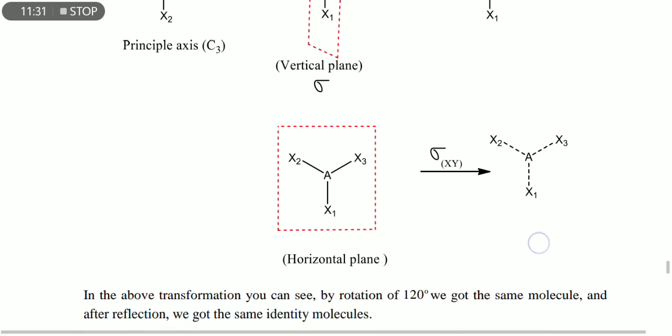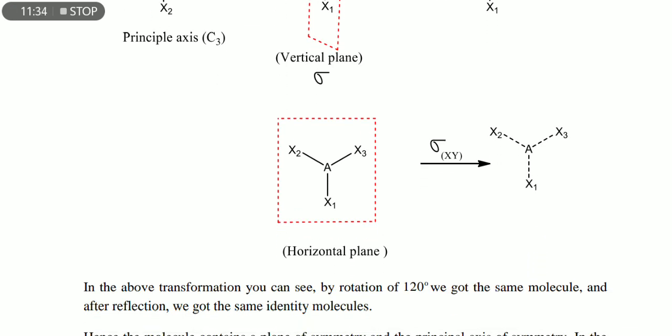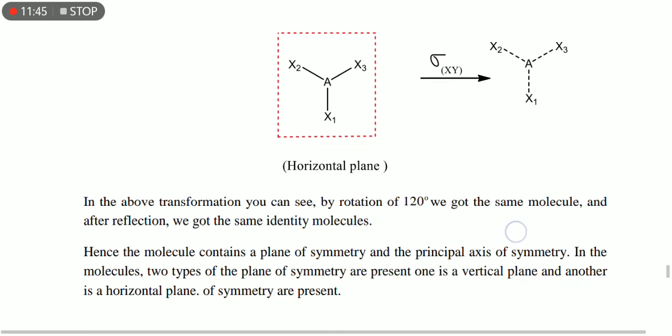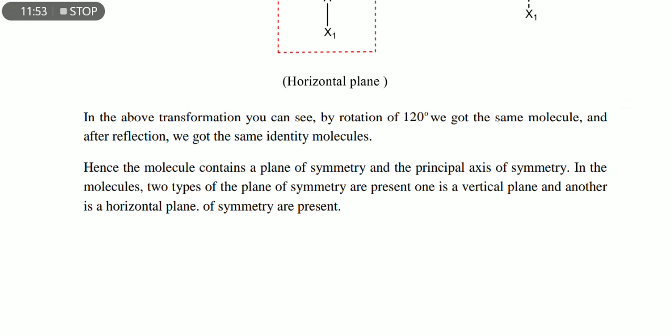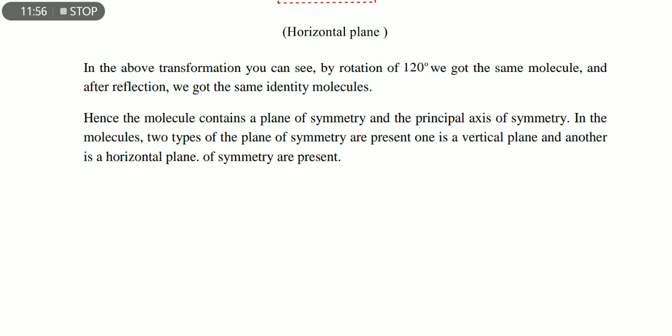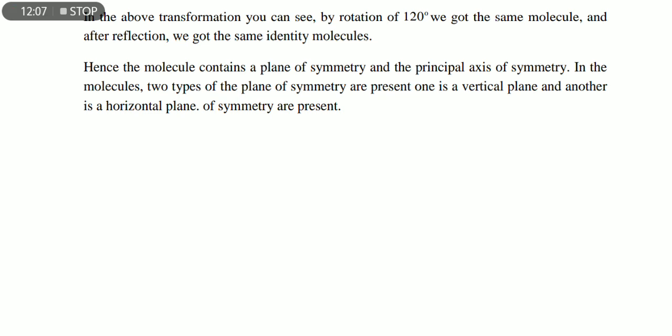And if you apply the sigma xy plane, which is perpendicular to the C3 axis, you can see here all four atoms are bisected by the sigma xy plane. This is called a horizontal plane. In the above transformation, you can see that by rotation of 120 degrees we got the same molecule, and after reflection we got the identical molecule. Hence, the molecule contains a plane of symmetry and a principal axis of symmetry. In this molecule, two types of planes of symmetry are present: one is the vertical plane and another is the horizontal plane of symmetry.